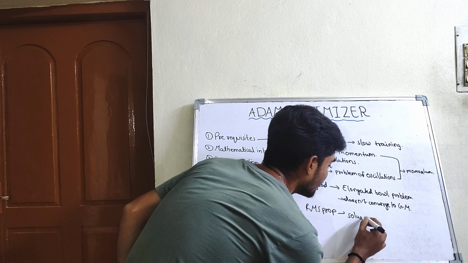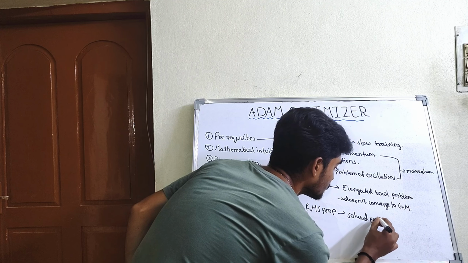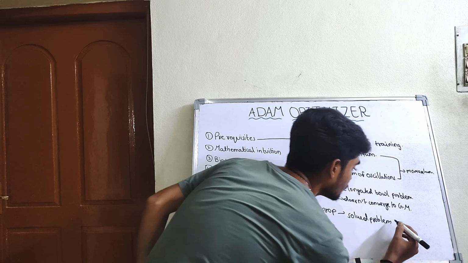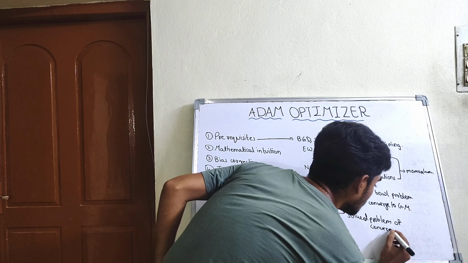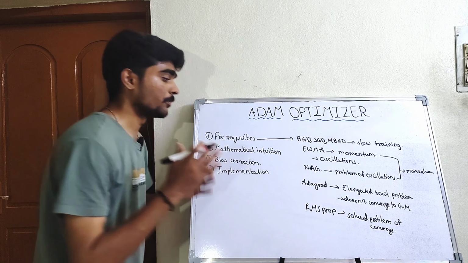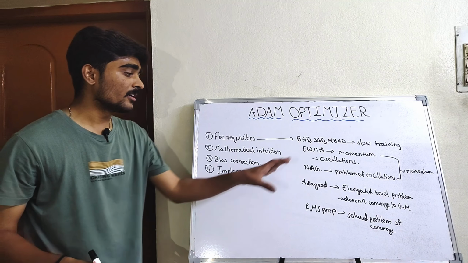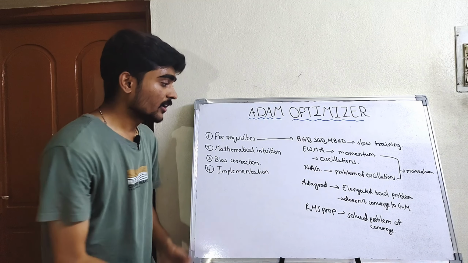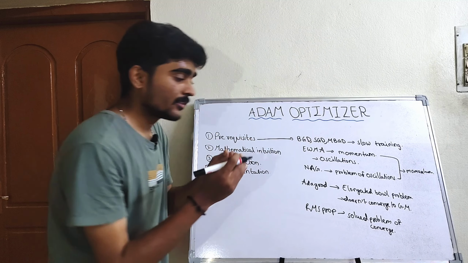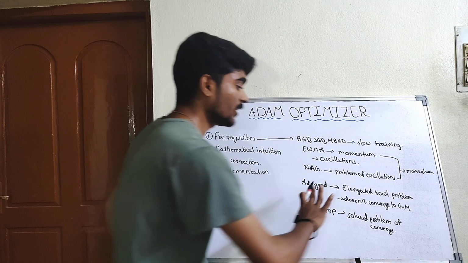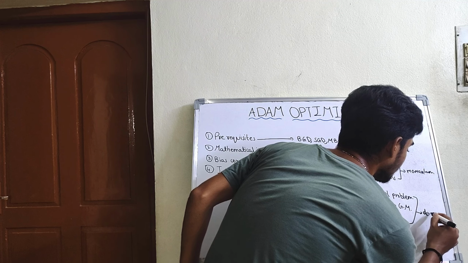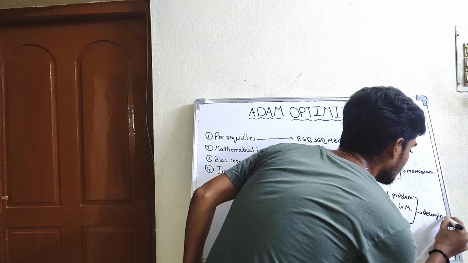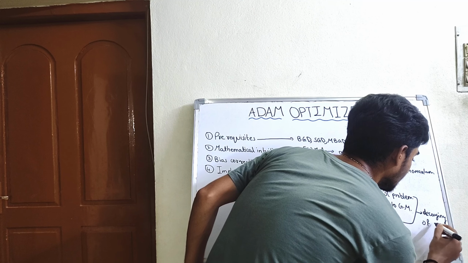This RMSProp optimizer has solved the problem of convergence. These are the four optimizers that we have discussed earlier. These two optimizers are based on decaying of learning rate.